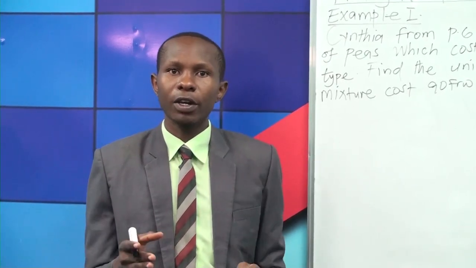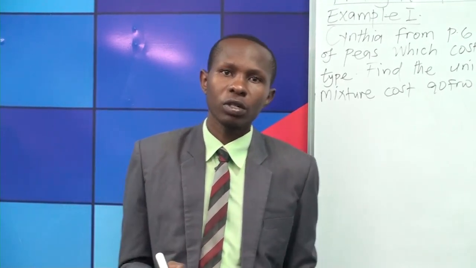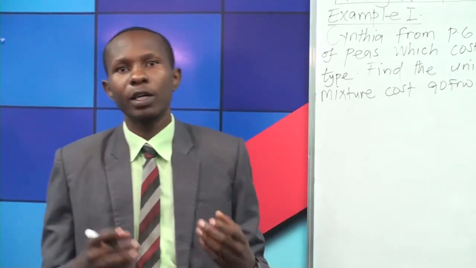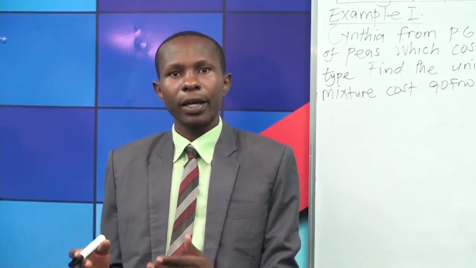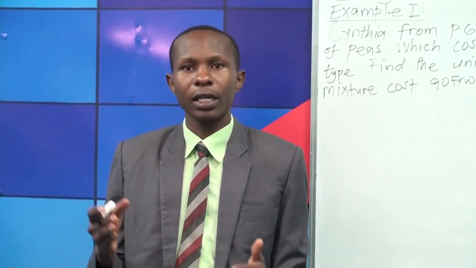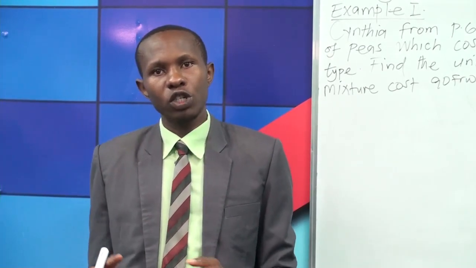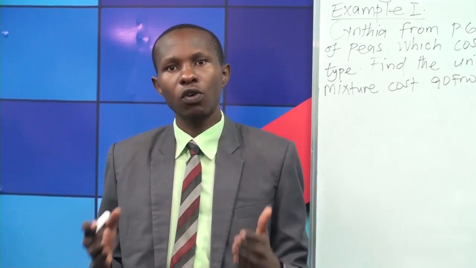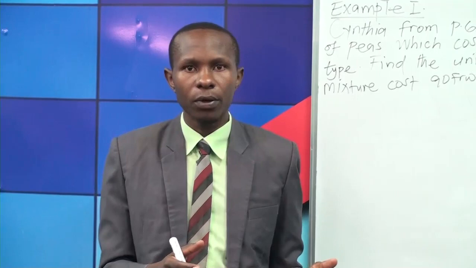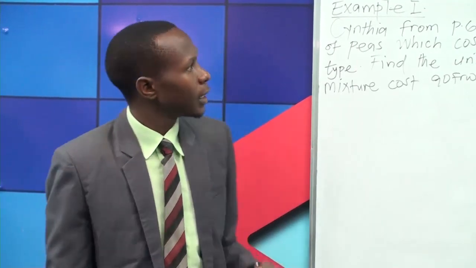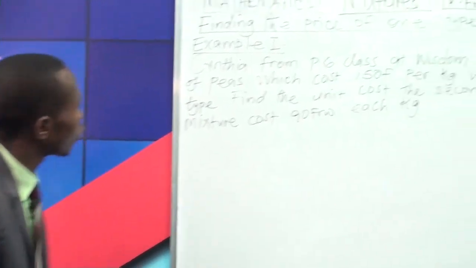In case they have given you two types, and in those two types they have given you only the price for one type, and then they have given you the price for the mixture, what is missing is the unit cost for one type. That is what we want to look at. Let's look at example one and see what it says.